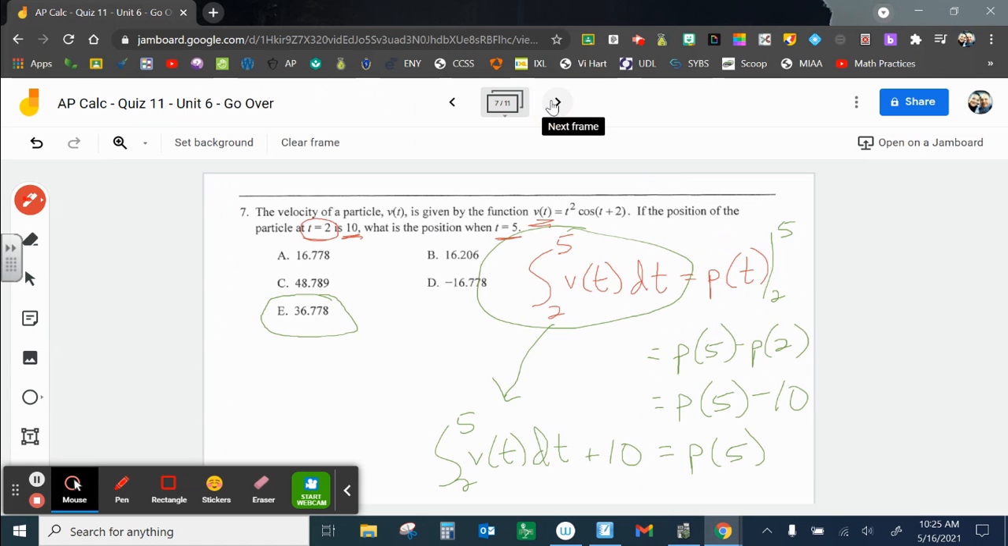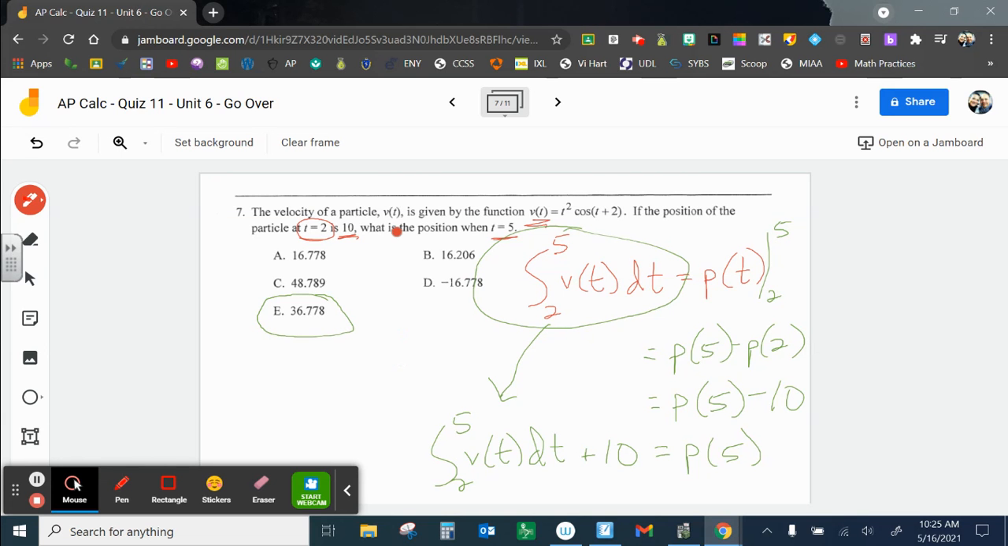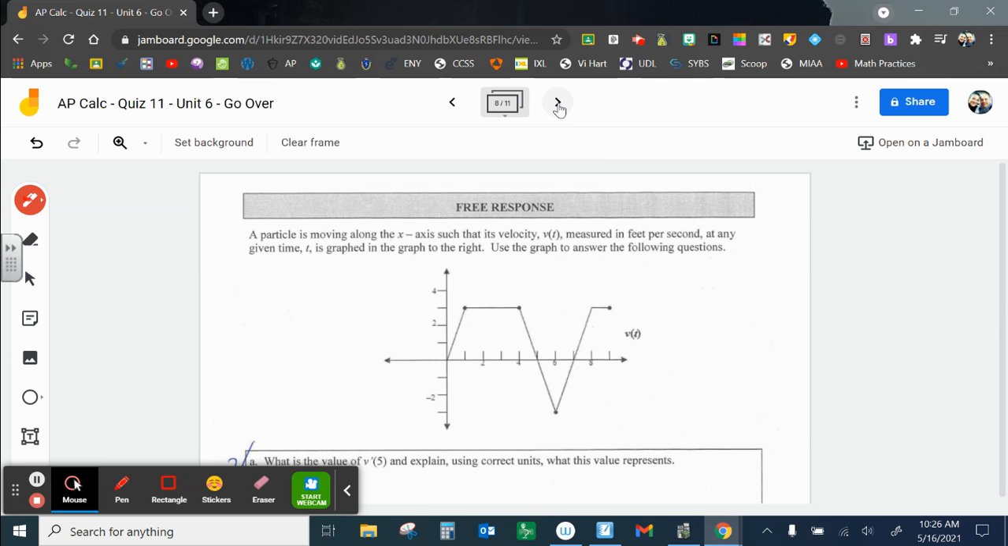Okay. All right. I did number 7. Let's look at what we did. So they gave us the velocity. So I took the integral of velocity, which I used the calculator to get that answer. And then used the fundamental theorem of calculus because I want to find the position at time 5. So the integral of velocity is equal to the position function from 2 to 5. So the fundamental theorem of calculus says p of 5 minus p of 2 equals the integral of velocity over that interval. We used the calculator, got an answer, added 10, and then we were able to find out what position it was at time equals 5. Okay, perfect. All right, let's look at the free response here.